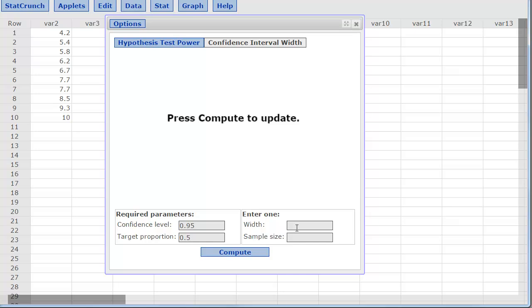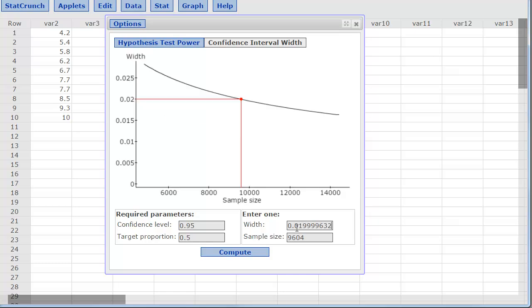But here's where you have to be careful. If you want your E to be 1%, you don't put 0.01, you put 0.02, because width, the way StatCrunch thinks of width, is it needs to be the total width of your interval. So remember, your interval is 2 times E, because your interval goes from p hat minus E to p hat plus E, and so you get a 2E width. So that's the next place where you can have some problems.